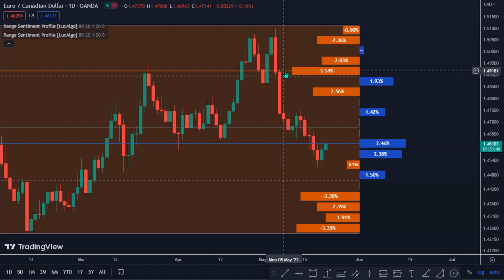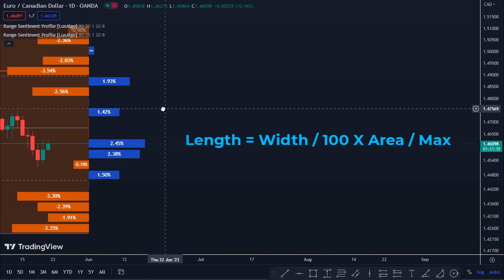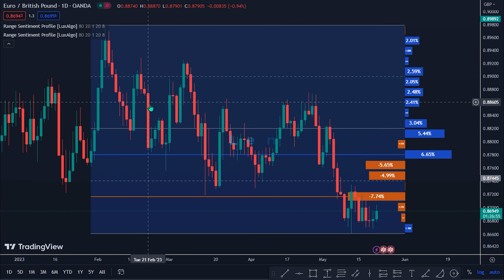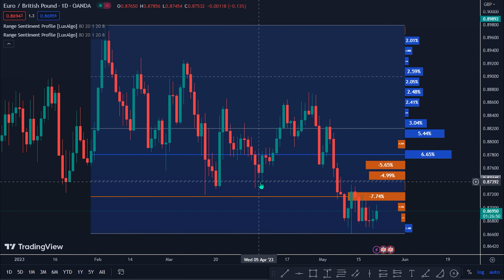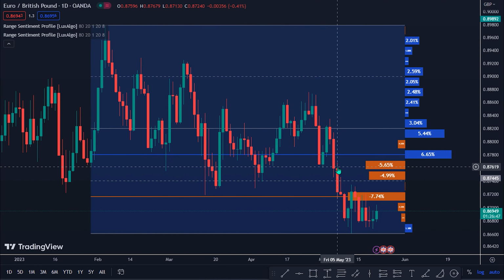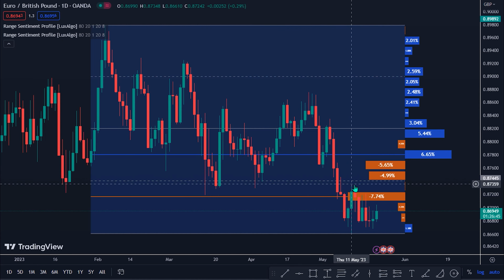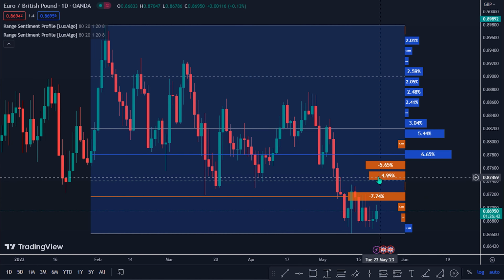Let the difference D equal close minus open. The length of the bin associated with a specific area is determined as follows: length equals width divided by 100 multiplied by area, max, where area is the accumulated D within the area and max is the maximum value between the absolute value of each accumulated D of all areas. The percentage visible on each bin is determined as 100 multiplied by the accumulated difference within the area divided by the total absolute value of difference over the entire range.